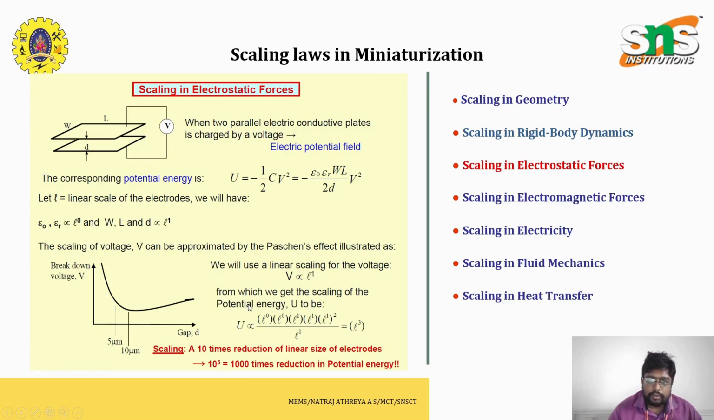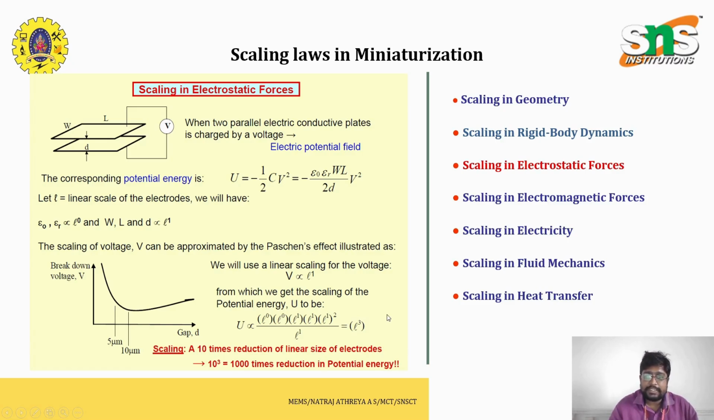So V is directly proportional to L1 as per Paschen's law, when we get a breakdown voltage. Now we'll rephrase this: U is proportional to epsilon naught and epsilon r, which are given as L power 0, and W, L and D as L power 1. Over here we have V squared, right? So for that we plug in L power 1 the whole squared. The final answer we get is L power 3.